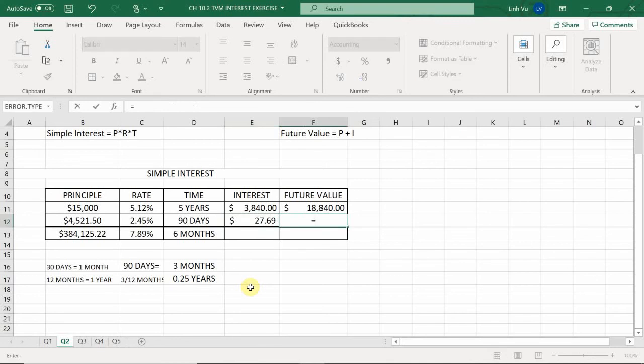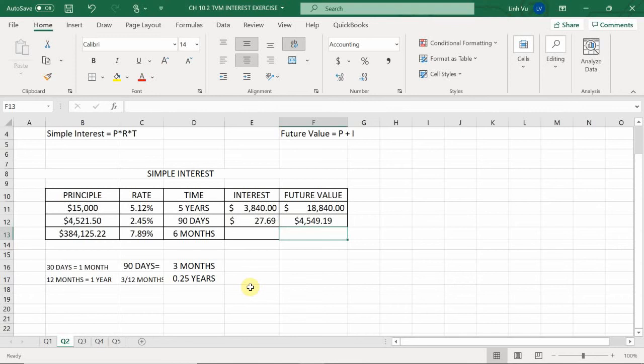So then how much is your future value? It's going to be $4,549.19 because you're just adding $27.69. Okay. So then here you go.